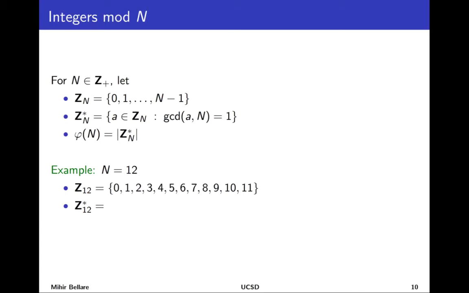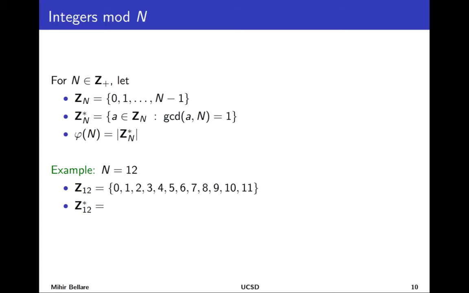Now, if you take all the numbers in Zn, there's a certain subset of them called Z star n that's also of interest. And that's formed by picking out all of those that have no non-trivial divisor with n. So a belongs to Zn star if a belongs to Zn, and the greatest common divisor of a and n is just 1. All numbers which have some divisor other than 1 that also divides n are eliminated.